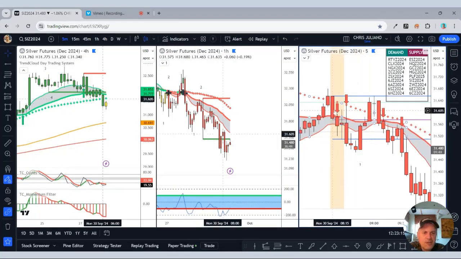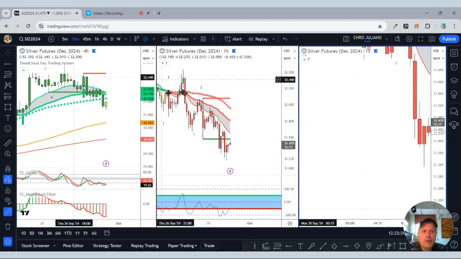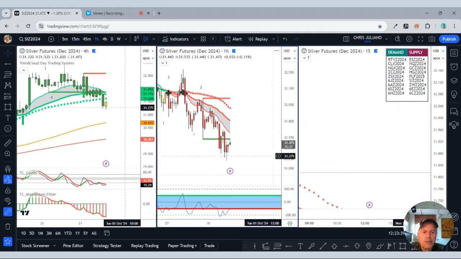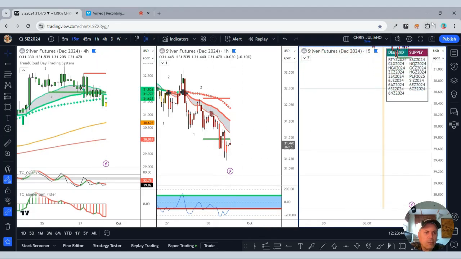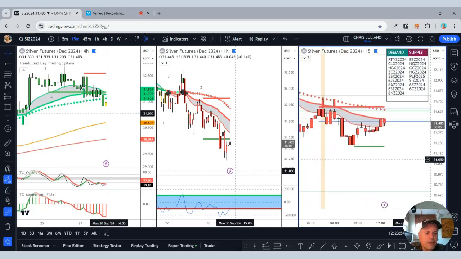We got TrendCloud signals. We've got the retest of those TrendCloud signals, and boom, beautiful move to the downside. Let's go over to the 15-minute chart. I was on the 5-minute. Sorry. Okay, there we go. Let's open this up. Take a look. Open this up fully.